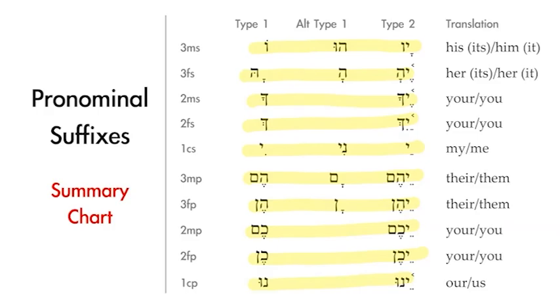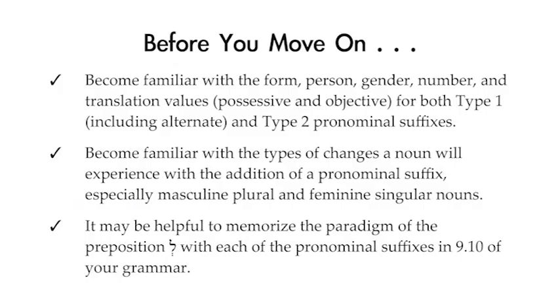So even though it looks like there's a lot of variety in these forms, there's a lot of similarity, and it's important to focus on the similarity so that you're not overwhelmed by all the diversity. So before you move on from this chapter, you must become familiar with the form, person, gender, number, and translation values, both possessive and objective, for both type 1, including the alternate, and type 2 pronominal suffixes. Become familiar with the types of changes a noun will experience with the addition of a pronominal suffix, especially the masculine plural and the feminine singular nouns. It may be helpful to memorize the paradigm of the preposition lamed with each of the pronominal suffixes in 9.10 of your grammar. Well, this concludes our study of pronominal suffixes attached to Hebrew nouns, prepositions, and the definite direct object marker.